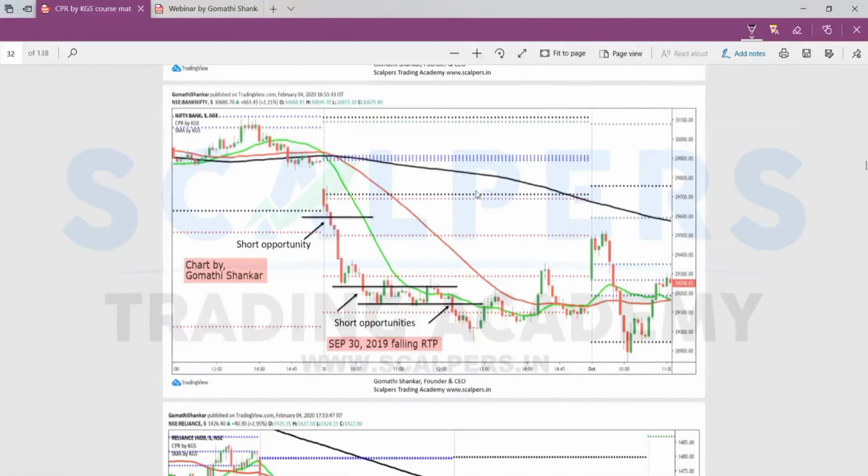This is also the same example. As I told earlier, sometimes falling RTP will be very clear in the morning. In that case, you can easily go for a short opportunity. Chandrasekhar, yes, day low is today's low. I am telling you day low means today's low.